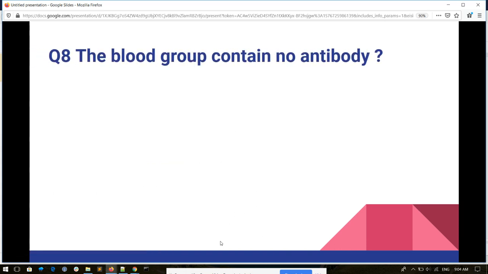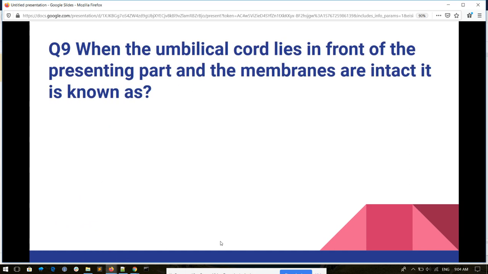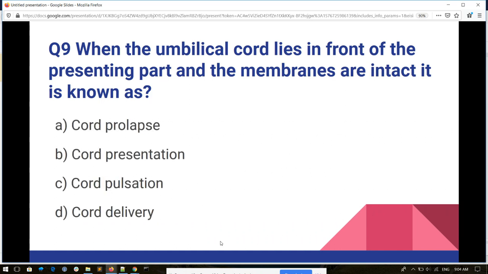Question number 8. The blood group containing no antibody, and its options are A, B, O, and AB. And its answer is AB. Question number 9. When the umbilical cord lies in the front of the presenting part and the membranes are intact, it is known as cord prolapse, cord presentation, cord pulsation, or cord delivery. And its answer is cord presentation.